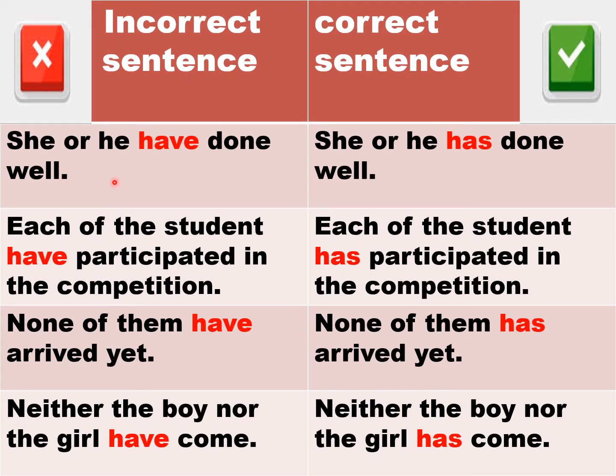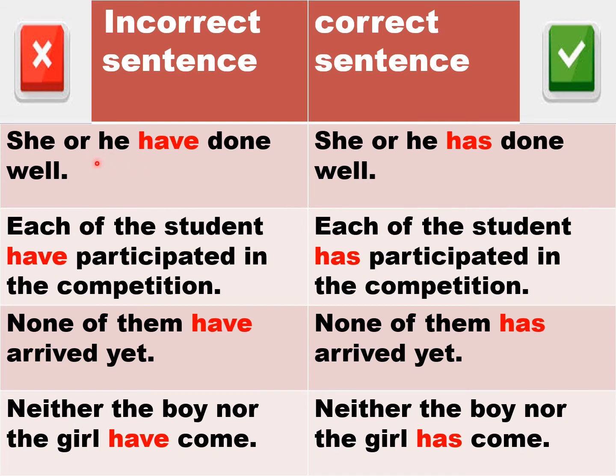She or he have done well. Each of the students have participated in the competition. None of them have arrived yet. Neither the boy nor the girl have come. The error is obvious in these sentences.